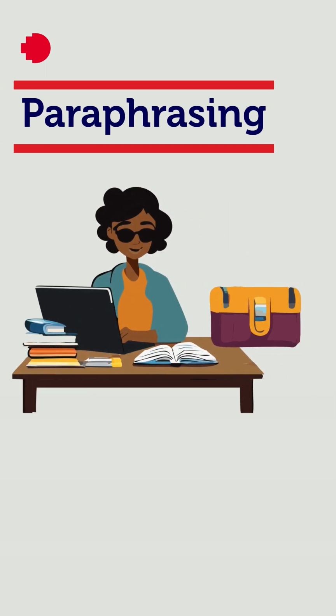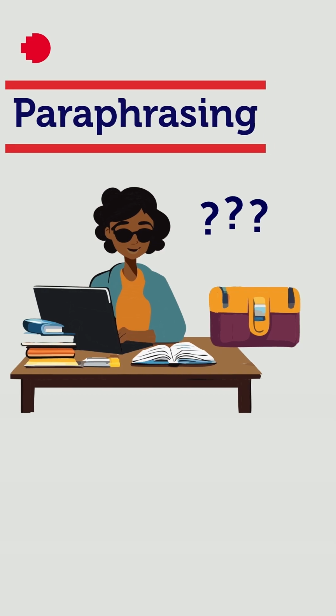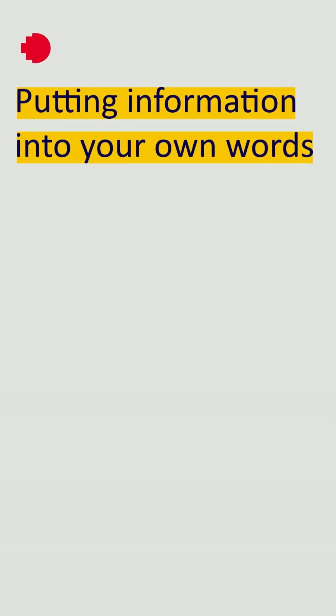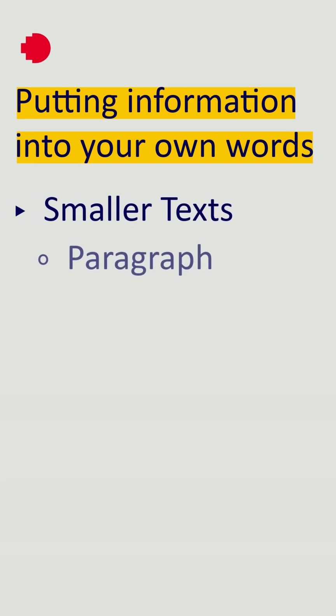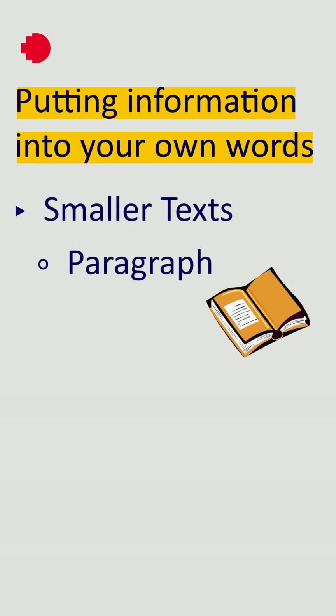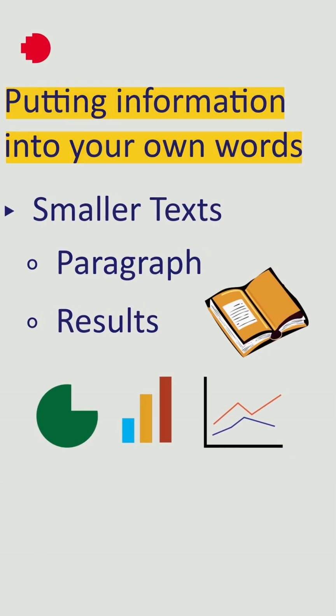Arguably, the most essential tool that you need in your writing toolkit whilst at uni is paraphrasing. So, what is it? Paraphrasing is simply putting information into your own words, usually from a smaller piece of information, like a paragraph from a book and not the entire book itself. Or perhaps some results from a scientific paper.